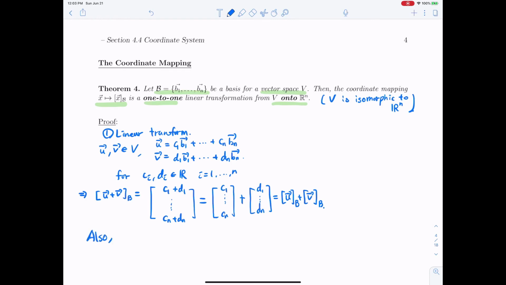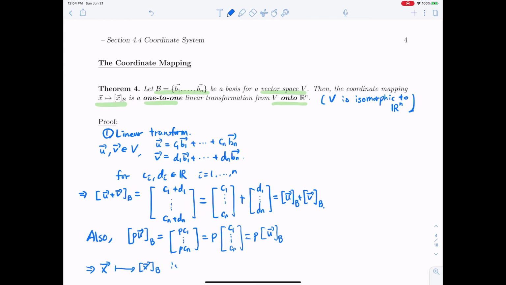And also, if you multiply some number p to u and then take the B coordinate of this vector, then this gives you pc1 through pcn. Or in other words, we can factor out p outside of the vector. Then that gives you p times the B coordinate of the vector u. So this tells you that the coordinate map x to the square bracket x sub B is a linear map.